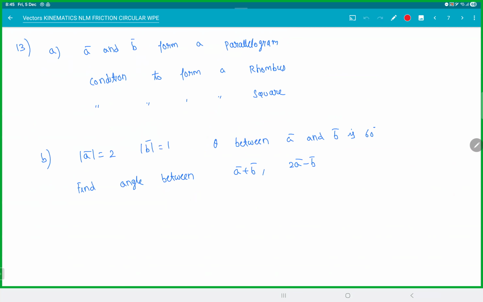Let's get this. If A bar and B bar form a parallelogram, find the condition for it to become a rhombus. Find the condition for it to become a square. Mod A is equal to 2, mod B is equal to 1, and the angle between A and B is 60. Find the angle between A plus B and 2A minus B.